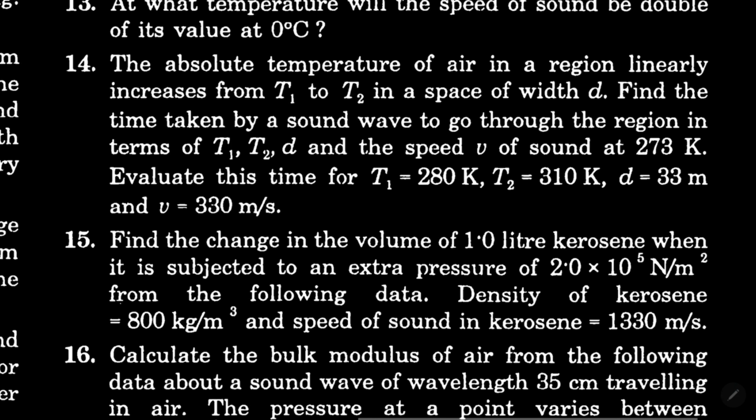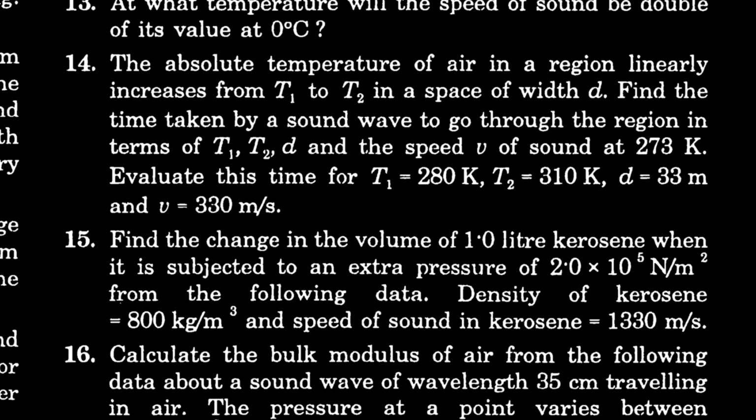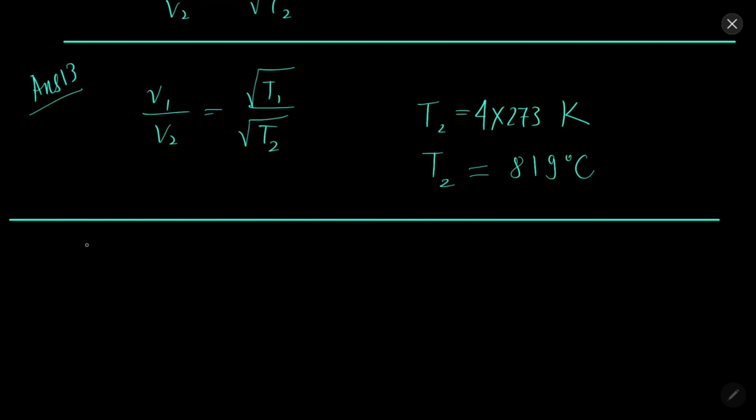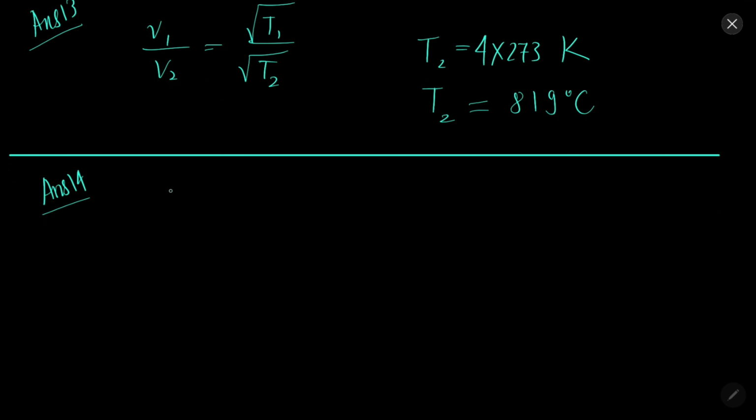In question 14, we have absolute temperature of air in a region linearly increases from T1 to T2. We need to find the time taken by sound wave to go through regions in terms of T1, T2, D and speed V. Solution 14. So in this scenario, the formula which we will be using is this: T = T1 + (T2 - T1) over D into X. Let this be equation 1.